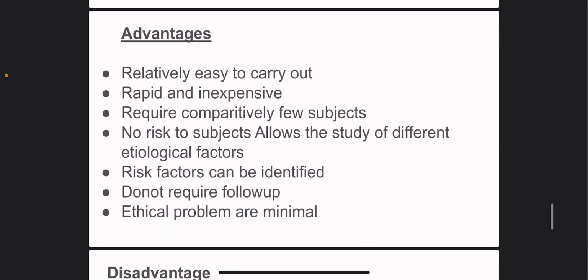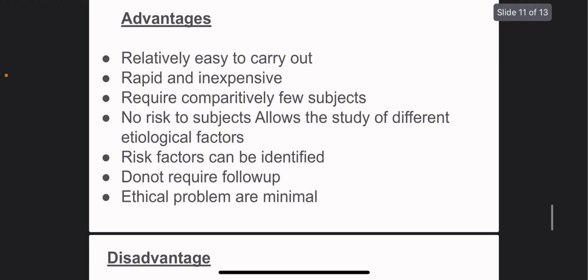Okay. Next, the advantages and disadvantages of case control study. What are the advantages? It is easy to carry out. It is rapid and inexpensive. It requires only very few subjects. There is no risk to subjects like in cohort, and it also allows the study of different etiological factors. Risk factors can be identified. It does not require a follow-up like in cohort, and also there are no or minimal ethical problems. Okay, that's all about advantages.